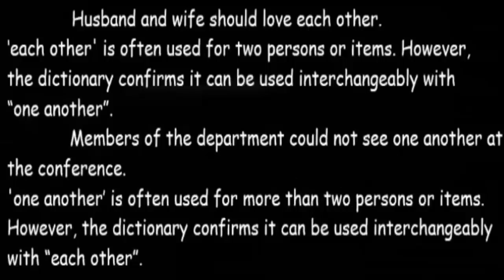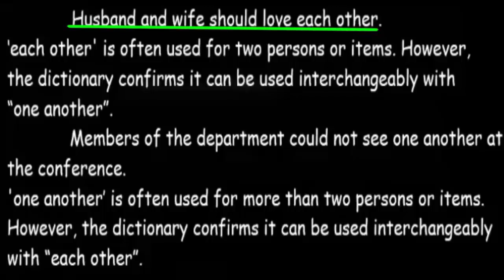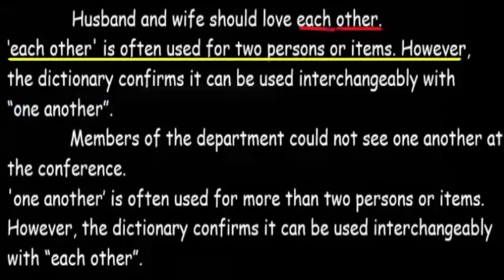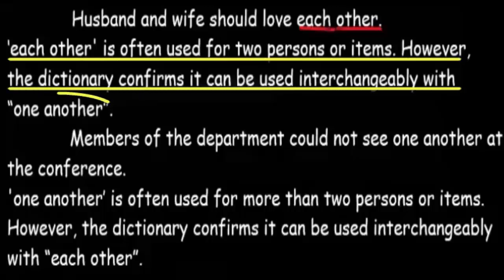Now we have the examples on your screen. We have: husband and wife should love each other. It shouldn't be husbands that are loving the wives alone. The wives should also love the husband. This is a mutual relationship. It has to be reciprocal. Whatever the man does to the wife, the wife should also try to do to the man. That is what we mean by reciprocal. So this is one of the examples, and you can see the pronoun here, each other. Each other is often used for two persons or items. However, the dictionary confirms it can be used interchangeably with one another.